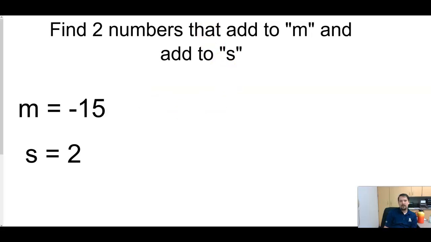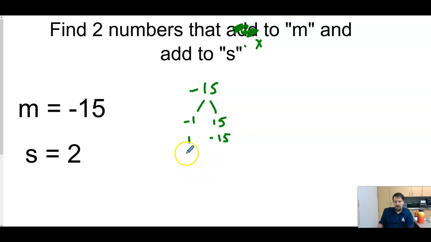Okay, let's see. So what two numbers, so once again this should say multiply. So what two numbers multiply to m and add to s? Well, let's see. So we're going to take negative 15. What are some factors? The fact that it's negative tells me that I have to have one positive and one negative. So let's say negative 1 and positive 15. How about positive 1 and negative 15? We also know that we have a positive 3 and a negative 5. We also have a negative 3 and positive 5.